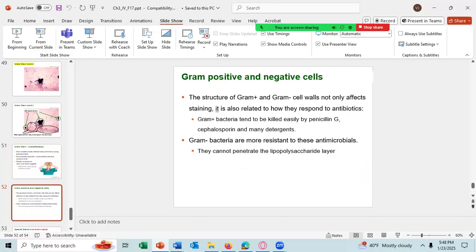Structure of the gram-positive and gram-negative cell walls not only affects the stain, meaning whether or not the crystal violet stays in the cells or not, it also is related to how well the cells respond to certain antibiotics. Gram-positive bacteria tend to be easily killed by penicillin G.